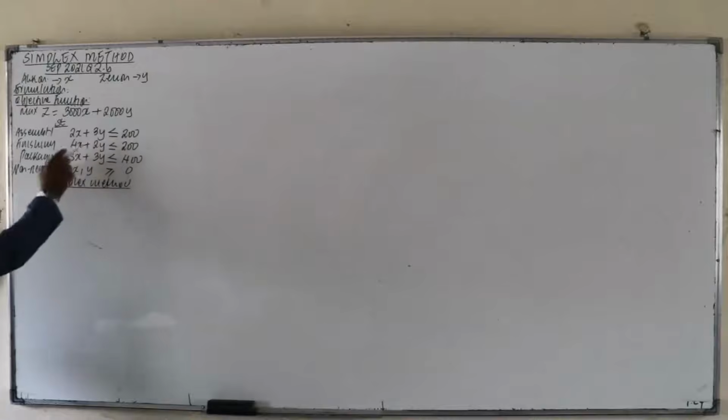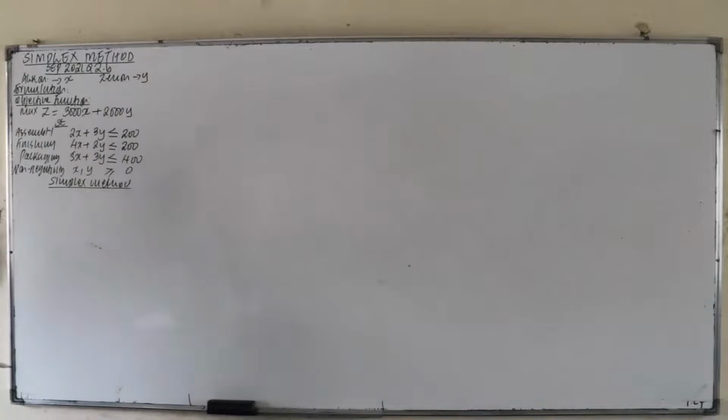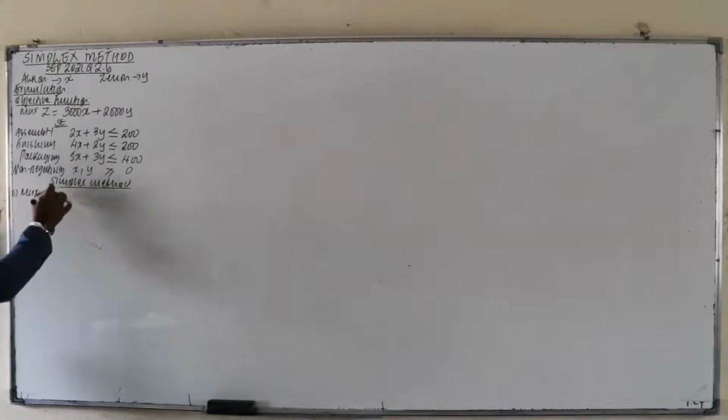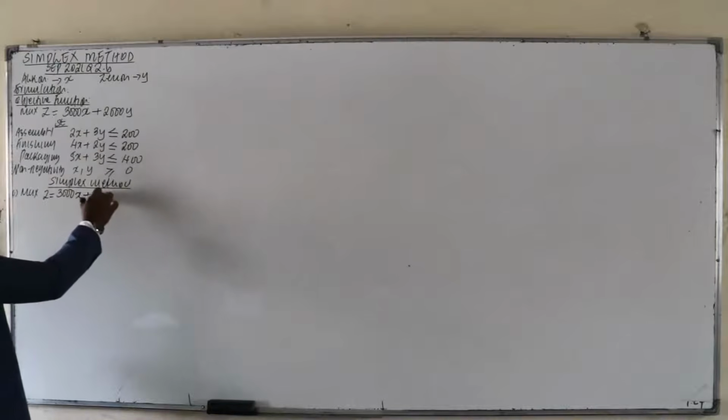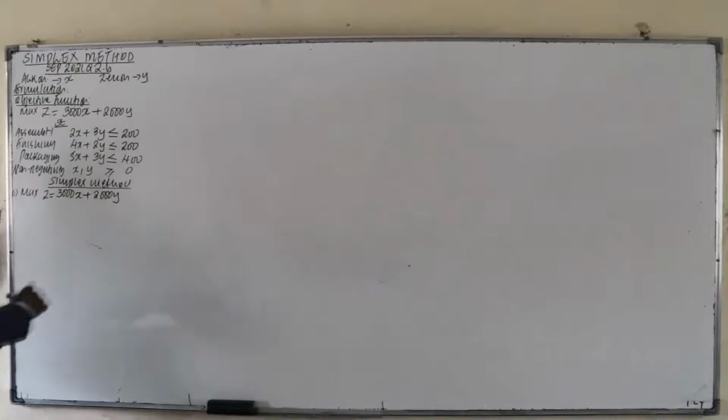Now these are what we call inequalities, less or equal to. We change them to equalities and then you introduce the basis element. In this case, we have 3 limiting factors: assembly hours, finishing hours, packaging hours. So if you have 3 limiting factors, you introduce 3 basis elements. How do you do that? You say maximize Z is 3,000 for each unit of X plus 2,000 for each unit of Y.